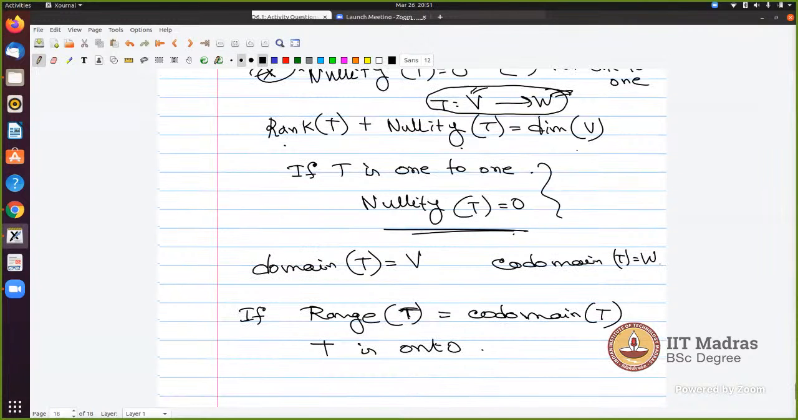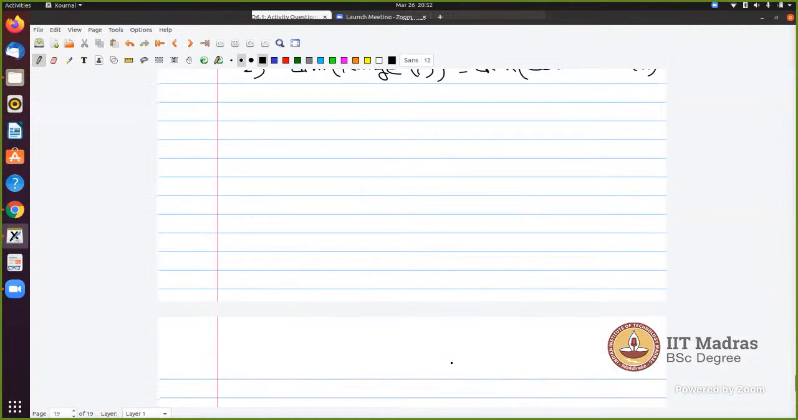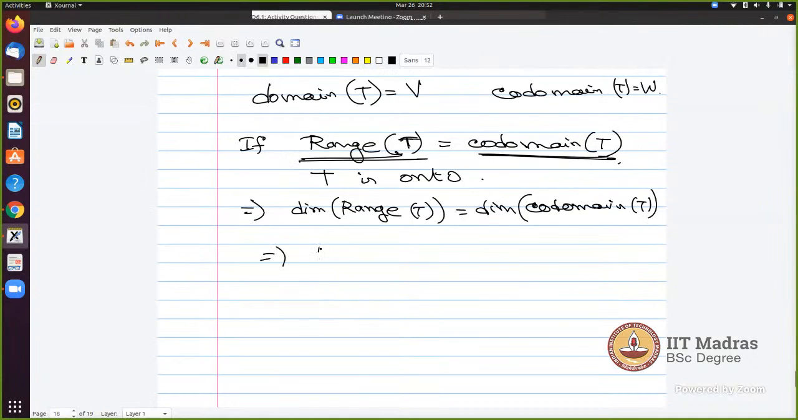Now, in terms of dimension, what can we say? The dimension of the range is equal to the dimension of the codomain. Now, what is the dimension of the range? That is the rank. This is the rank of T. If the rank of T is the same as the dimension of the codomain, then you can say T is onto.